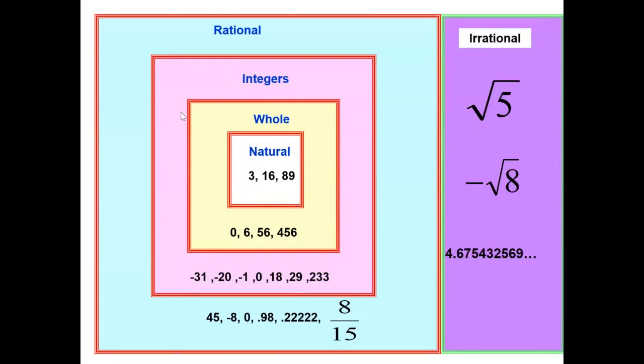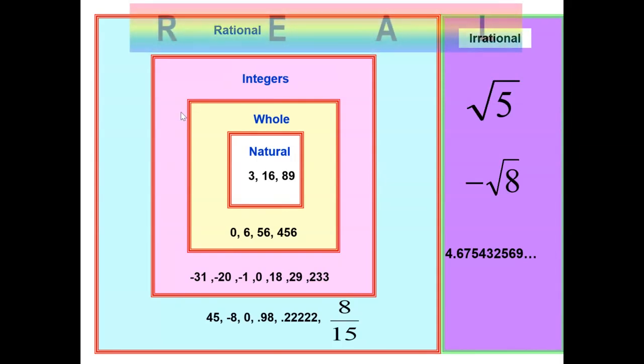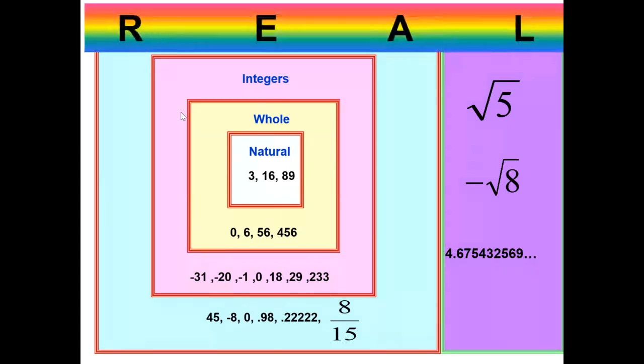Something which is irrational, keep in mind, will not go anywhere under natural, whole, integer, or rational. That's why I have it on my right side of the screen. So every single number you see up here is real. And this is how you classify the real number system.